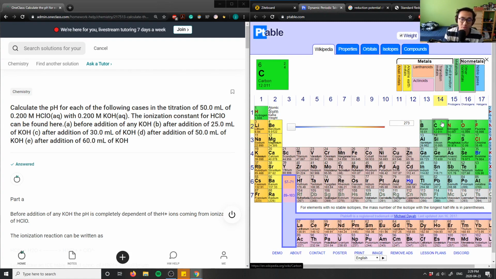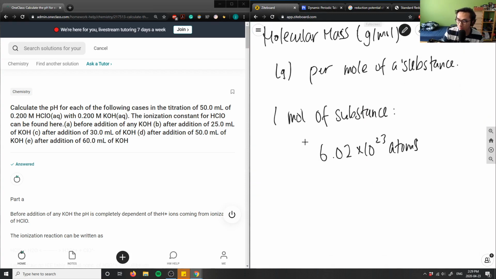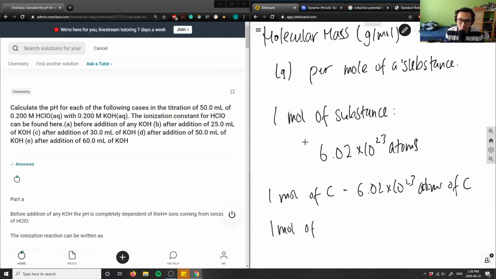And this is the molar mass, which is the molecular mass. So again, 12.011: if one mole of carbon atoms is equal to 6.02 times 10 to the 23 atoms of carbon, then 1 mole of carbon weighs 12.01 grams of carbon per mole of carbon. So that's the topic of molar mass in like 2 seconds here.